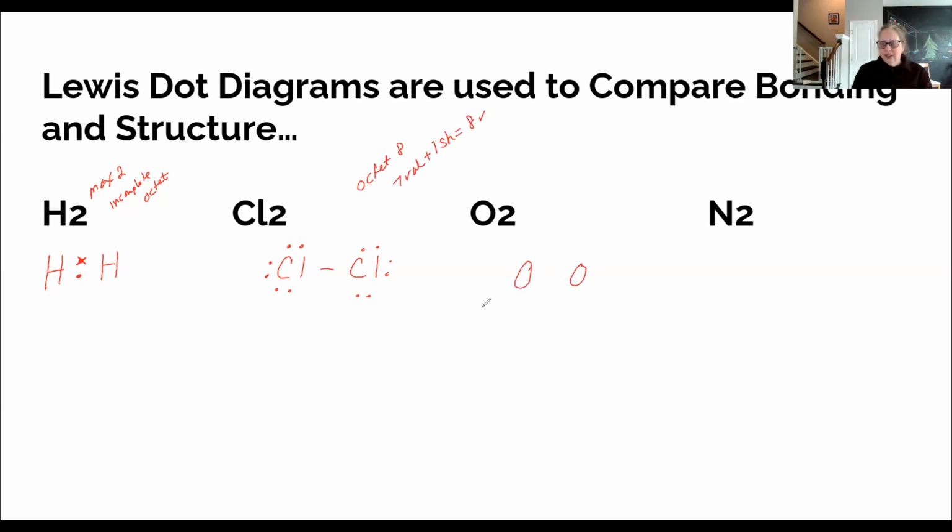O2, oxygen likes a double bond. Why? Because he is group 16, so he has 6 valence electrons. He has 2 gaps, so he wants 2 bonds. He can't bond with somebody else, so he's going to do 2 bonds with himself. The oxygen on the left has 2 unpaired valence electrons, so he needs 4 more. The oxygen on the right, same, so he needs 4 more. Oxygen double bonds with itself in its diatomic.